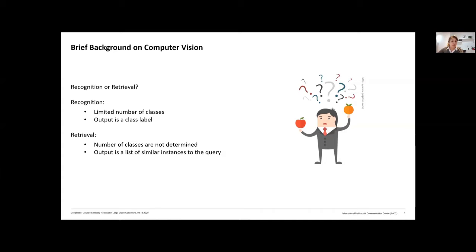However, in the task of retrieval, you don't have the class labels anymore, and the output would be the list of the similar instances to your query image or the video. And that is specifically important when you have very large collections, and your class labels or your annotations are not specific anymore. The task of retrieval is more preferred over the recognition.